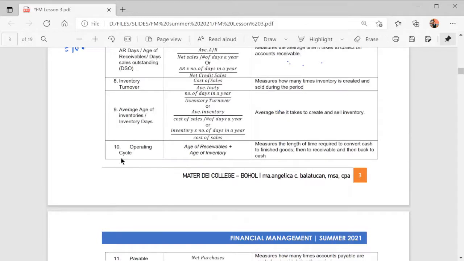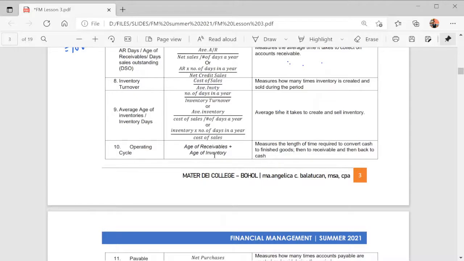So, the operating cycle is age of receivables plus age of inventory. It tells you the number of days from the time you purchase the merchandise or the raw materials and convert it to finished goods. There are two kinds, merchandising and manufacturing. If it's merchandising, it's from the time you buy the merchandise until you sell it, and then from the selling until collection. That is the operating cycle.